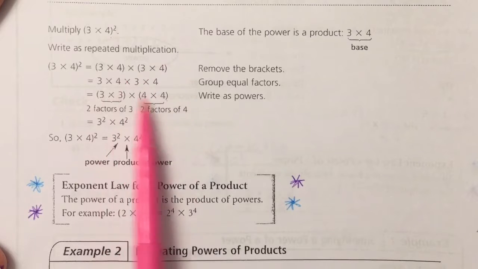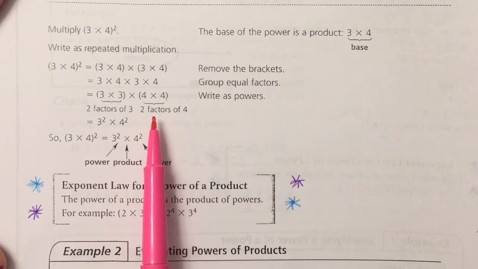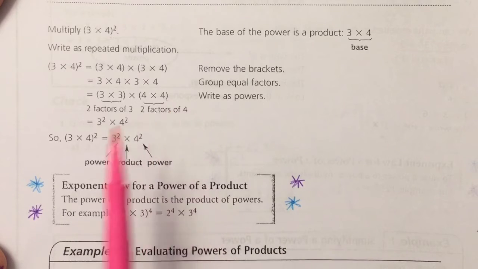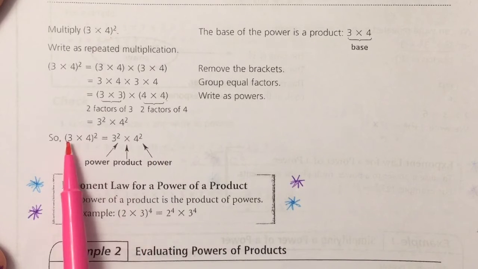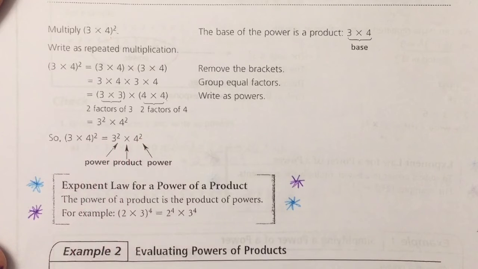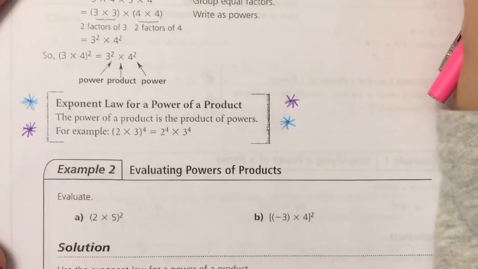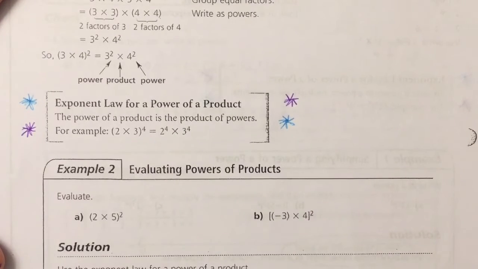Now, we are not writing all of this. That's ridiculous. That's a lot. But if we know how the law works, we can recognize that 3 times 4 squared means that we square each number inside that bracket. So the exponent law for the power of a product means that the power of a product is the product of powers.